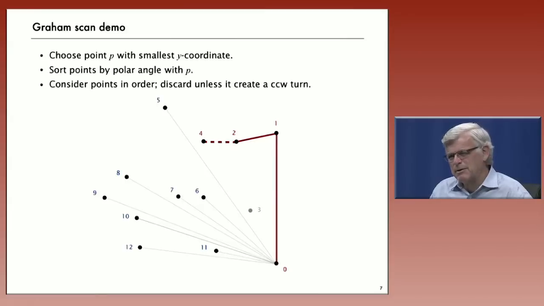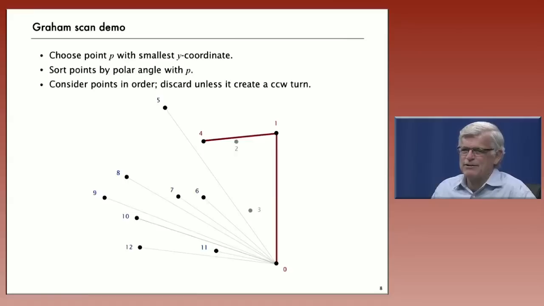It's not on the convex hull. And what about the angle from 1 to 2 to 4? That's not counterclockwise either. That's turning the wrong way. That's turning to the right. So point 2 can't be on the convex hull either. And indeed, if you just draw the line from 1 to 4, you can see that 2's inside. So there's no way it could be in the convex hull. That's essentially the proof that you have to have a counterclockwise turn. So now we go on to 5, turning the wrong way. So point 4 can't be on the convex hull.